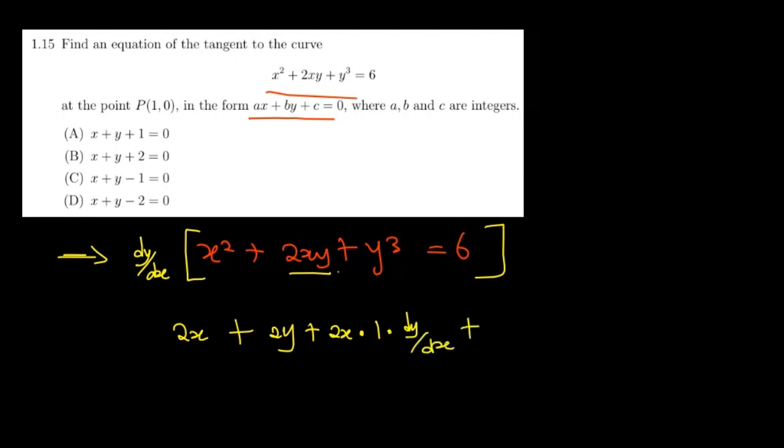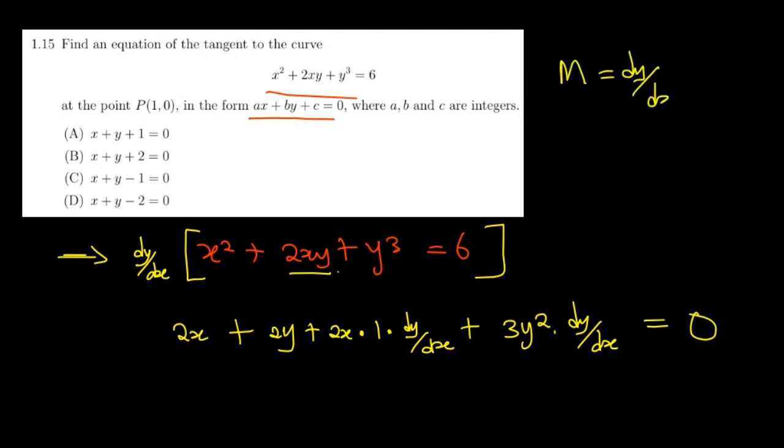Plus, here, this is y. So I differentiate it in the normal way. So it will be 3y squared. But because it was y, I put dy/dx. Okay, is equals to, what's the derivative of this? It's just 0, because it's a constant. Okay, so this is what we have, and we want to find the dy/dx. Remember, the dy/dx is the gradient.